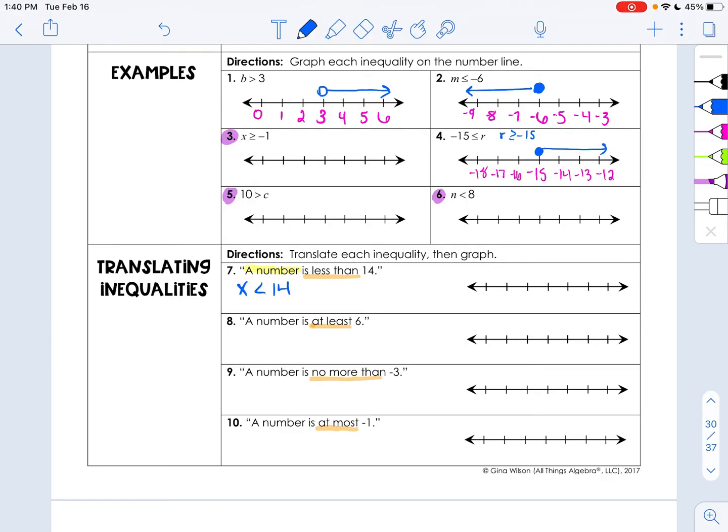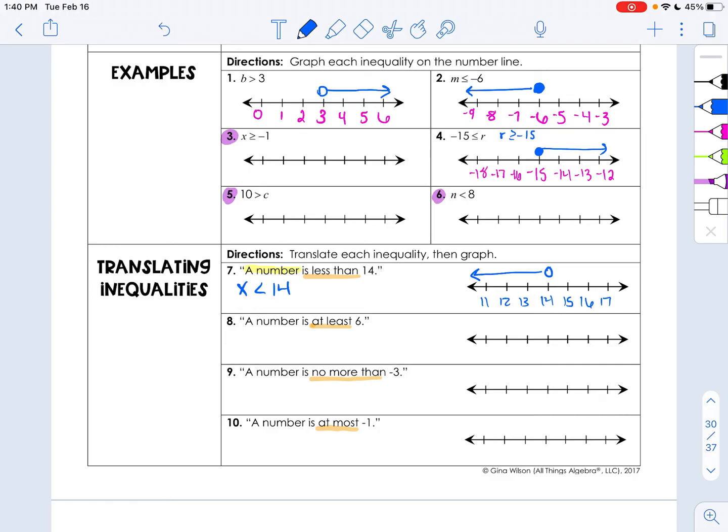Once we've translated it, then we can graph it just like we did 1 through 6. 14 being in the middle of our number line, filling in the rest with 15, 16, 17, 13, 12, and 11. We would have an open circle at 14, since it's the less than symbol. And all of our numbers less than 14 are to the left. So our arrow would point to the left. And this models all the possible solutions.